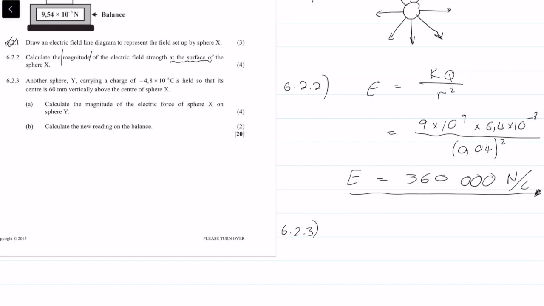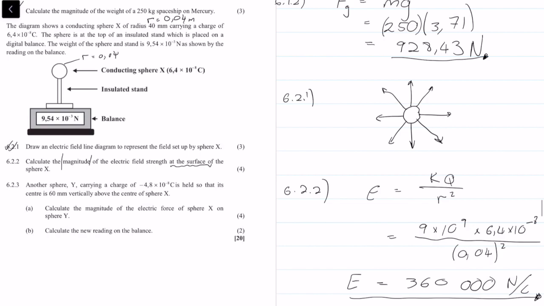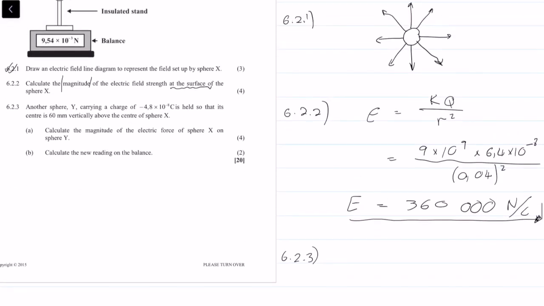6.2.3 says that another sphere Y carrying a charge of negative 4.8 times 10 to the minus 8 coulombs is held so that its center is 60 millimeters vertically above the center of sphere X. Okay, so how are we going to do this? Let's draw a little diagram quickly.